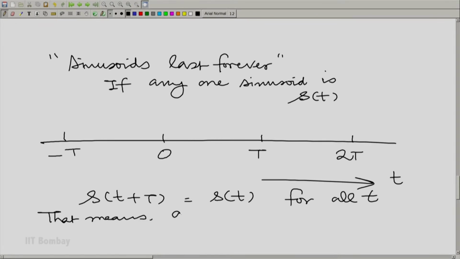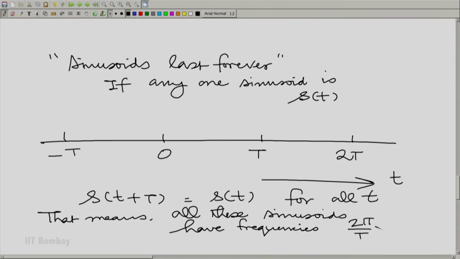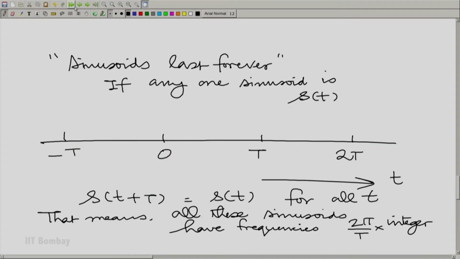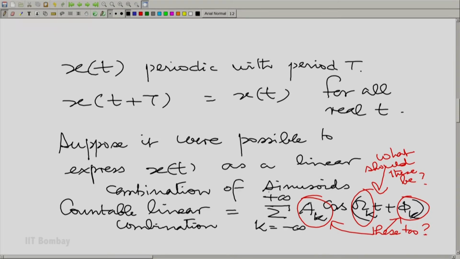It is quite clear that this is the simplest choice that you can make. Why bring in sinusoids which do not have this property, if you can make do with sinusoids which have this property? What are sinusoids which have this property? Those that are periodic with period T. Essentially, all these sinusoids have frequencies 2 pi by T multiplied by an integer. In fact, we can be quite happy with positive integers. There is no need to take negative integers here. Although I have written k equal to minus infinity to plus infinity in the previous expression, I do not really need this; I could be quite happy with 0.